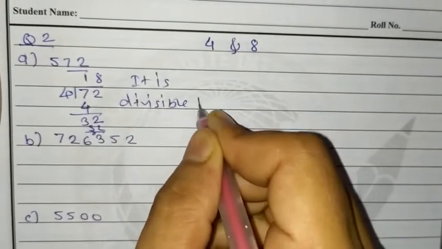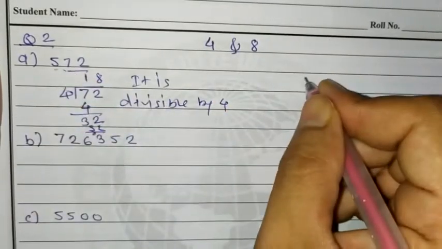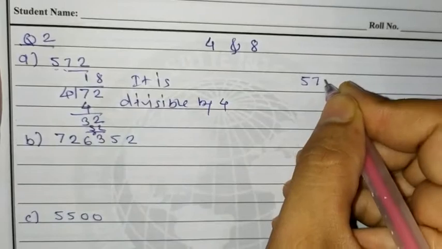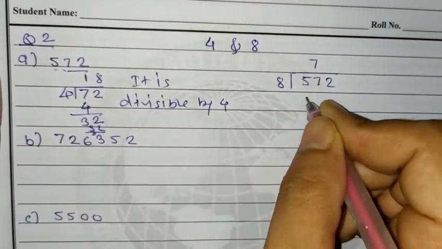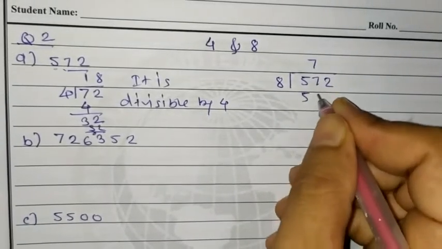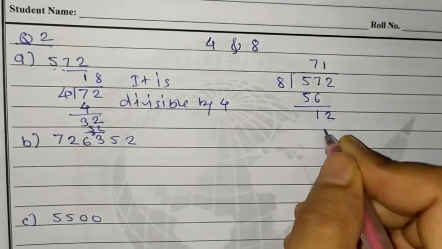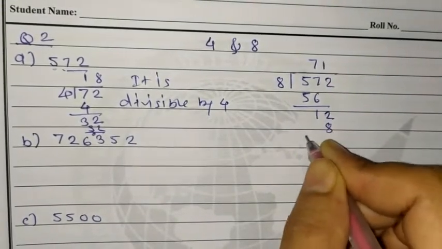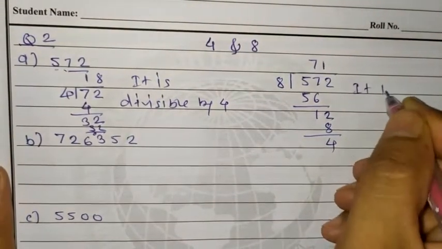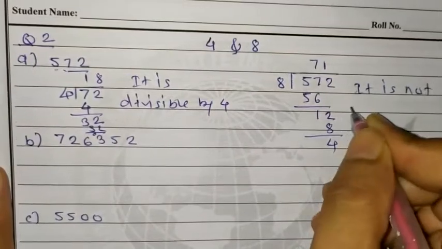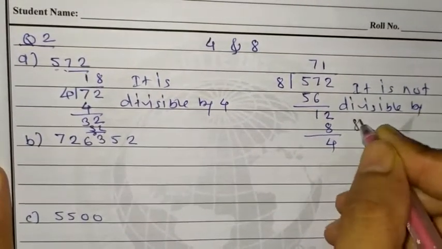So it is divisible by 4. Next, if you are checking by 8, you have to check the last 3 digits. Here already 3 digits are there. 8 7s are 56, and the remainder will be 12. 8 into 1 is 8. The remainder will be 4. So it is not divisible by 8.